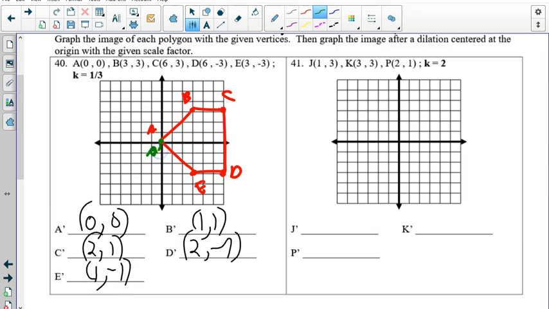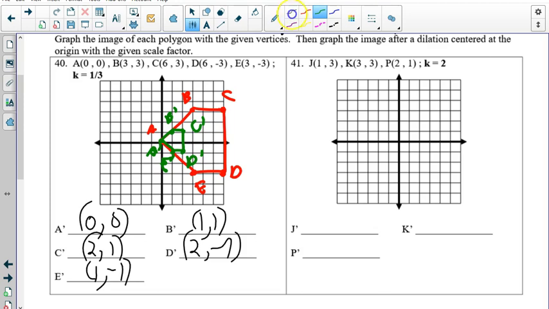There's A prime. 1, 1 is going to be here. B prime. C prime is going to be at 2, 1. And then we're going to have 1, negative 1, and 2, negative 1. So there's my E prime and my D prime. And now you just have a smaller version of the same thing.